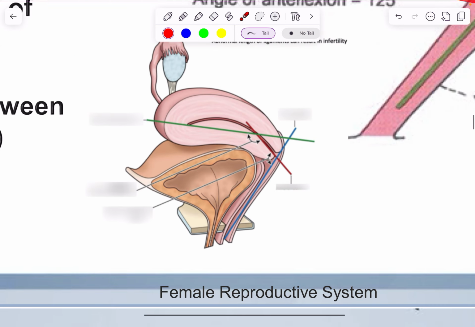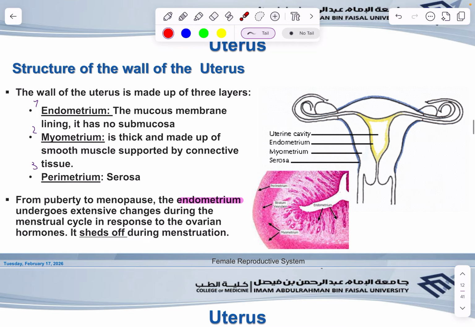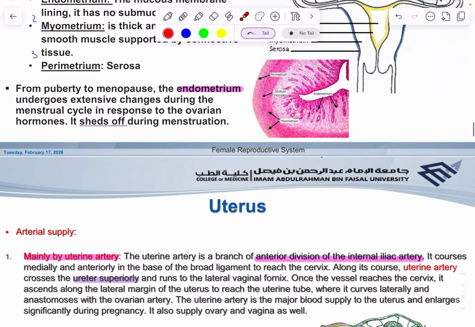يمكن هذه الصورة كمان أوضح. طيب the structure of the wall of the uterus عندنا three layers. عندنا endometrium والmyometrium والperimetrium. Endometrium is going to be relevant to the menstrual cycle and the different changes that are happening hormonally. بعدين عندنا المyometrium is going to be the thickest layer وعندنا الperimetrium.